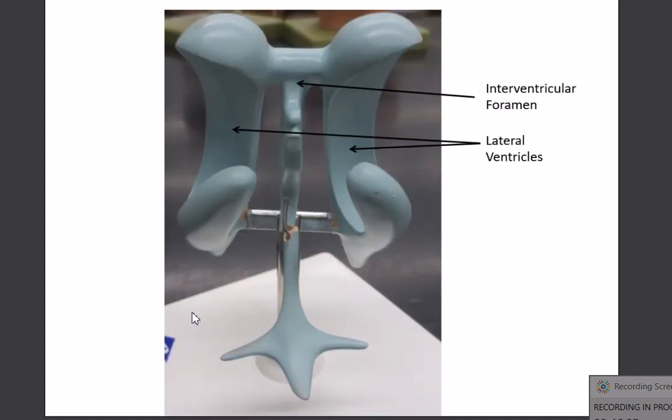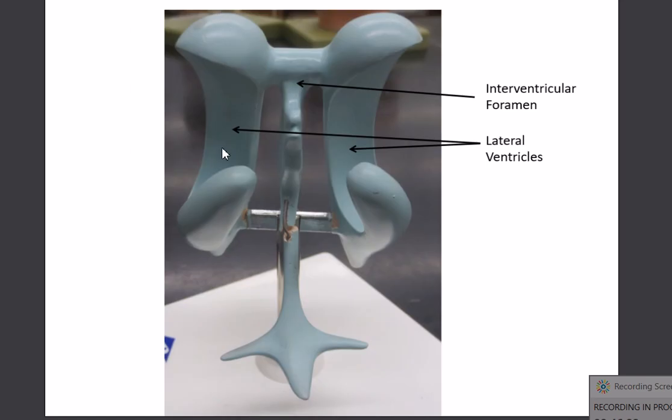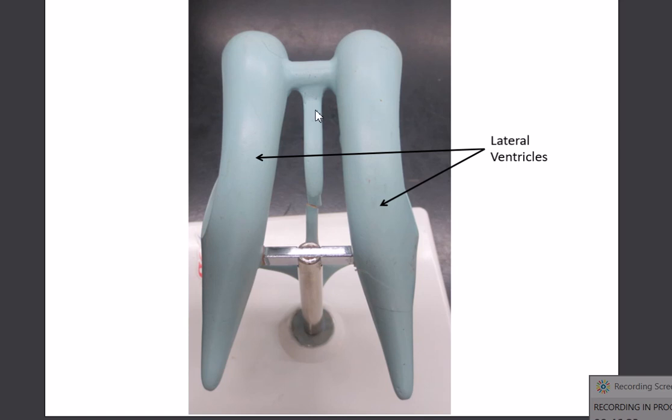Here's a front view. This would be the lateral ventricle on the right. This would be the lateral ventricle on the left. And then here we can see right here is the interventricular foramen, and that's going to lead to the slit-like ventricle, the third ventricle. Here's a top view of the lateral ventricles. Again, this would be the left and the right. Actually, this would be the left. This would be the right lateral ventricle here.